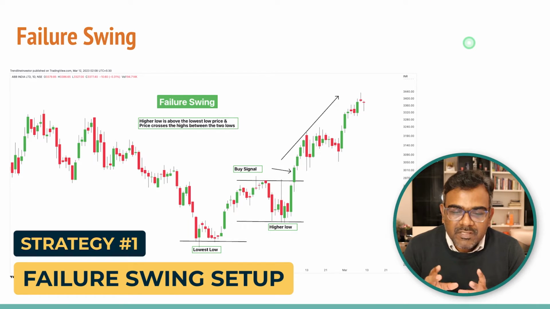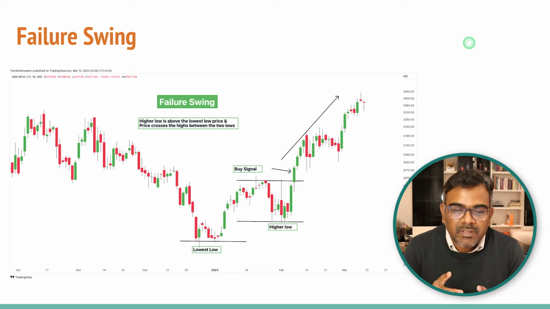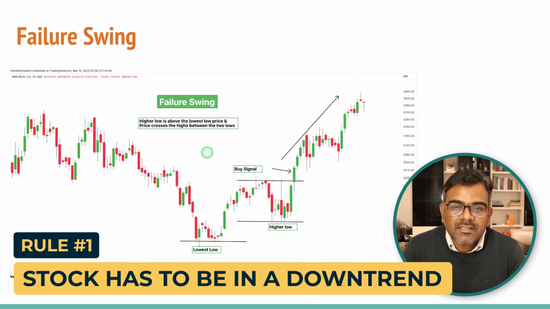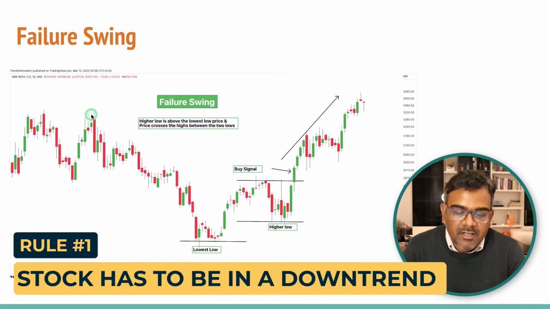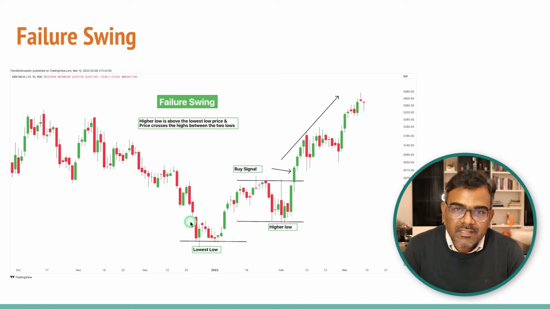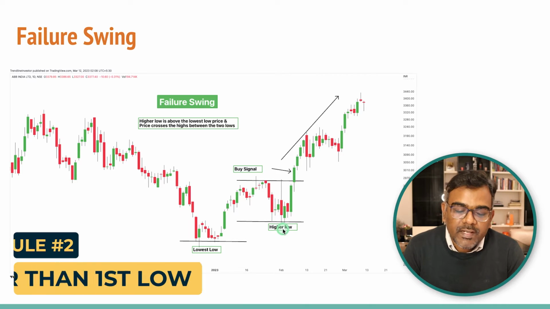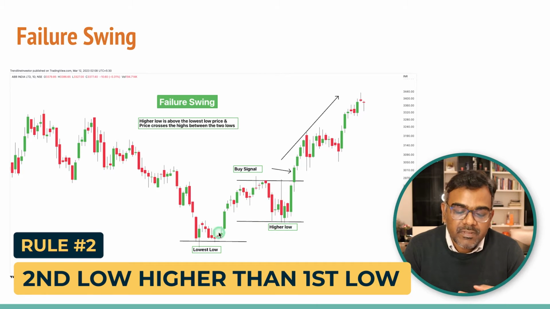Now, the failure swing setup is similar to the setup that I discussed last week, but this is the other way around. How to find a stock after it's made a bottom, what is the point you have to buy, right? When is the buy signal generated? So the first rule is the stock has to be in a downtrend. Now, we want to find the point of reversal, which means the stock has to be in a downtrend, and then the stock has to make a low point, and then the stock has to rise, and then the stock has to fall, but this low point should be higher than the previous low point.